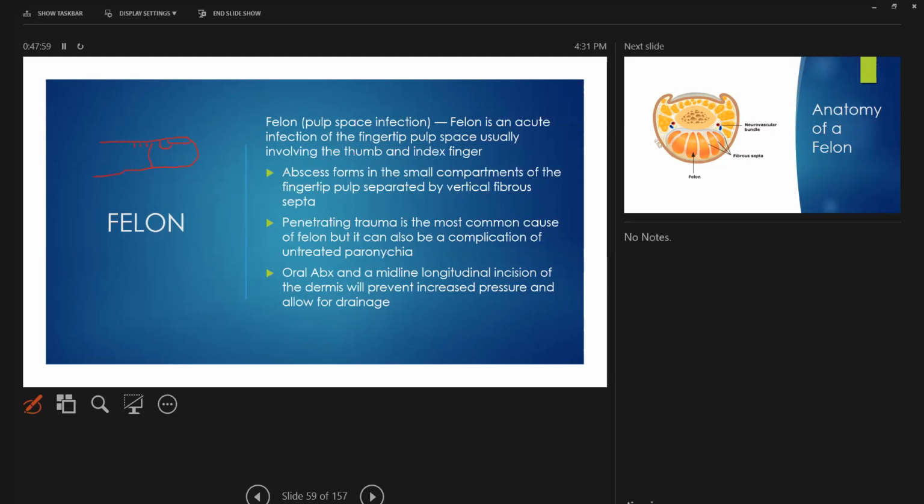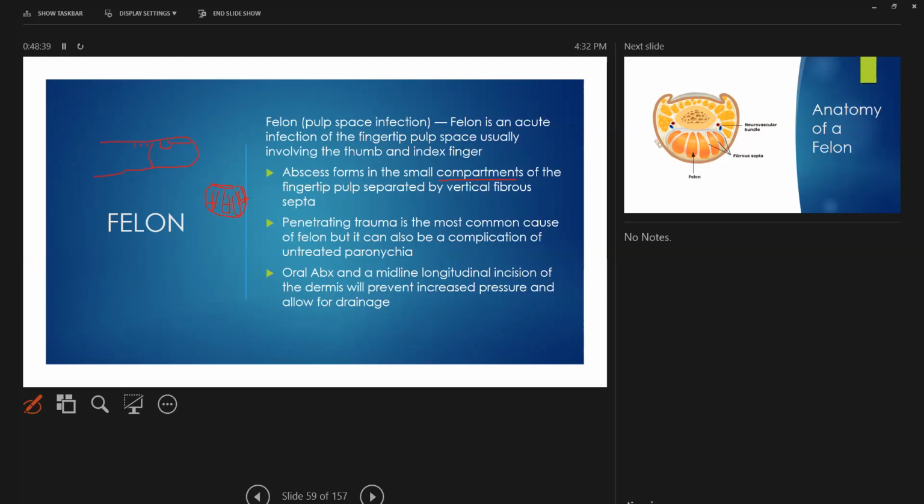And the felon is treated much differently. So the felon is an acute infection of the fingertip and space, usually involving the thumb or index finger. Basically, you get this abscess, and you've got all these little compartments. If you look at the finger straight on, there's the nail, and then there are these little compartments of the finger, septations, if you will, and these get infected. So you basically have to rupture all of these to get the infection out, because you don't know which ones it's hiding in.